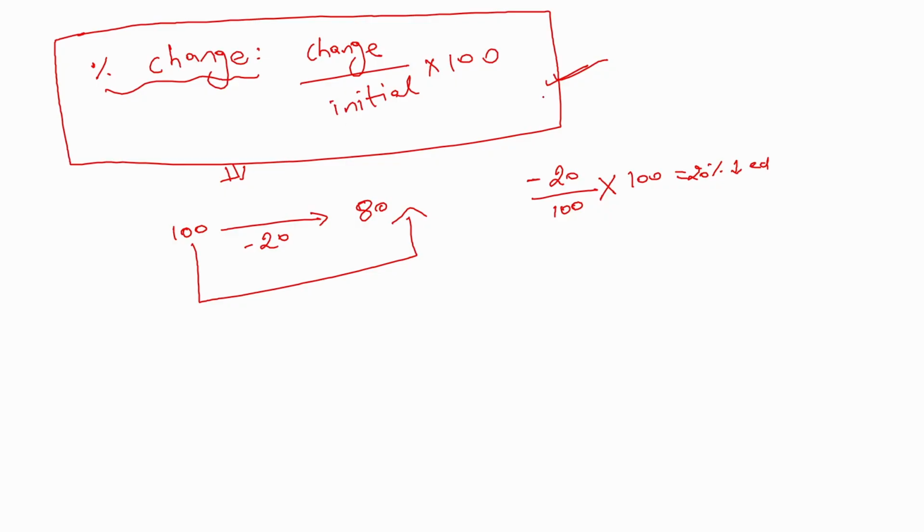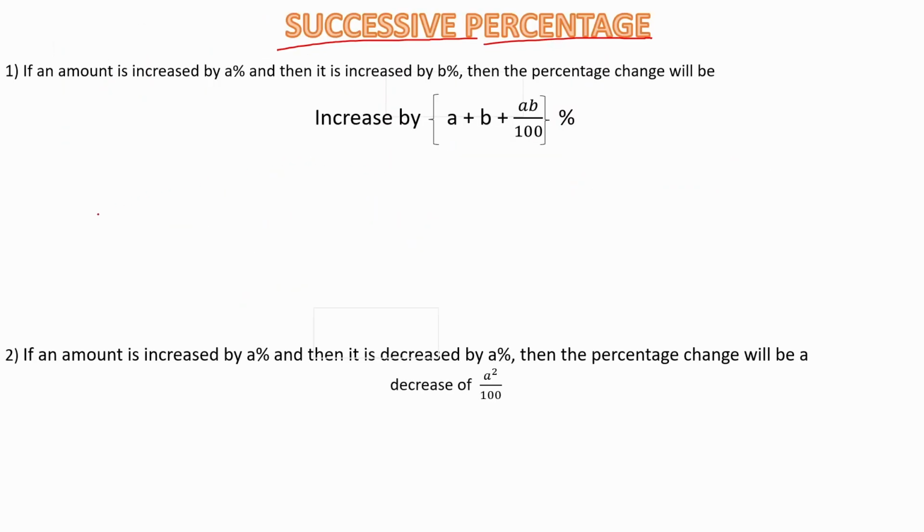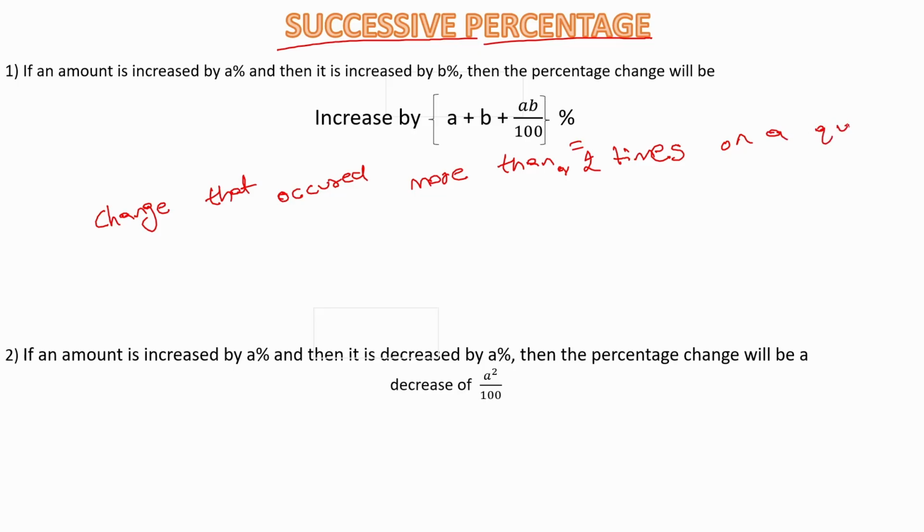So what is successive percentage change? Successive percentage change can be defined as a change that occurred more than or equal to 2 times on a quantity, and the change occurred consecutively. Then we can define that change to be successive percentage change.